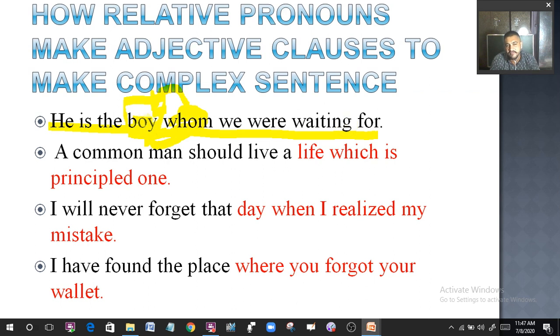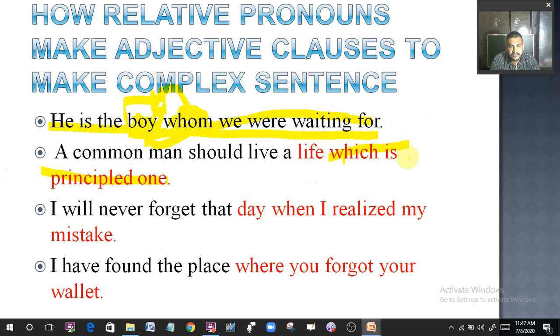They were waiting for that particular boy, so this particular clause is describing this boy, and that is why it would be an adjective clause. Next example is: a common man should live a life which is principled one. A common man should live a life, which is principled one.